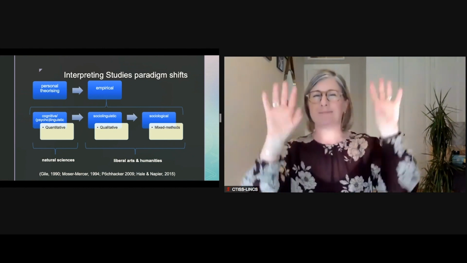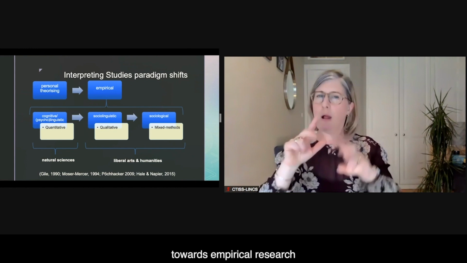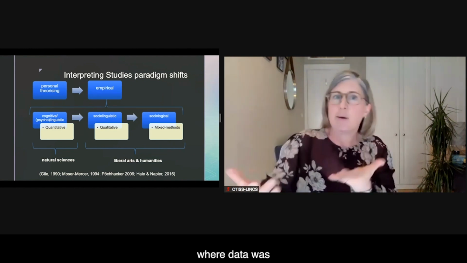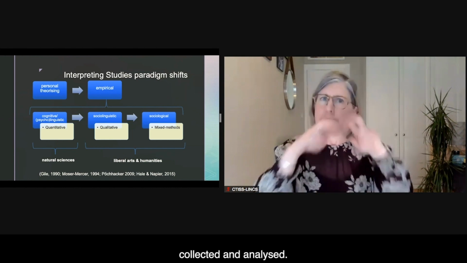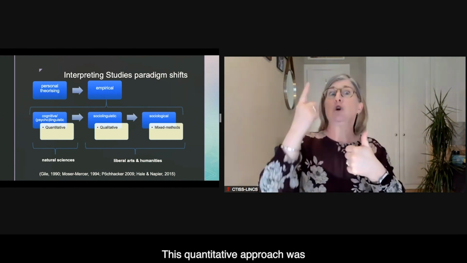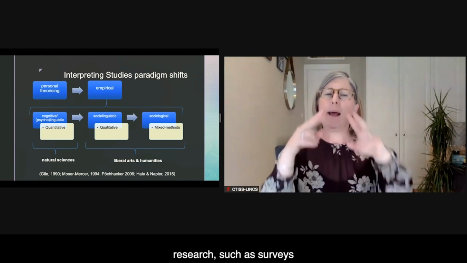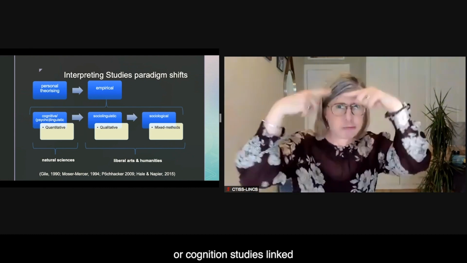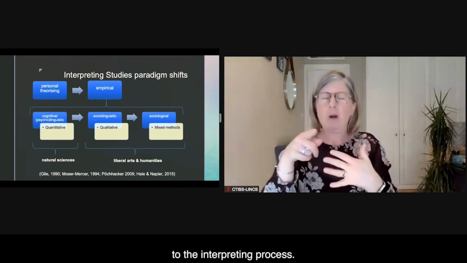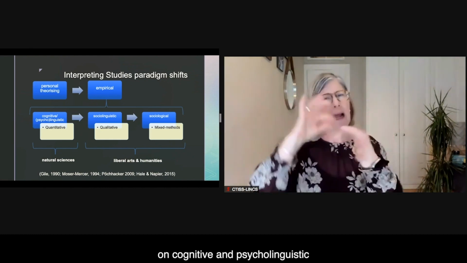Following this, there was a shift toward empirical research, where data was collected and analyzed. This quantitative approach was completed through experimental research, such as surveys or cognition studies linked to the interpreting process. These methods were based on cognitive and psycholinguistic sciences.